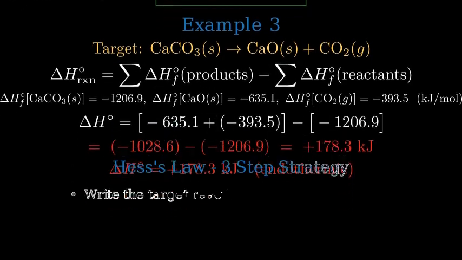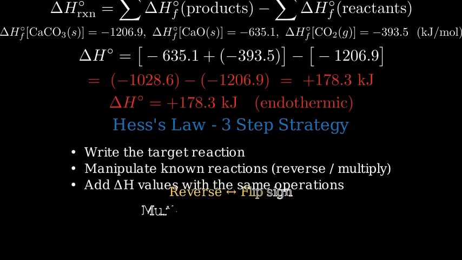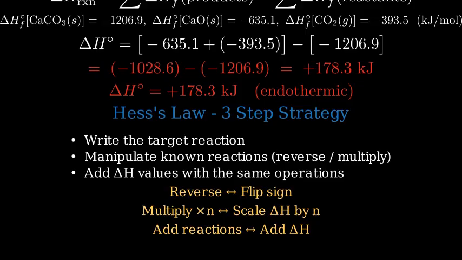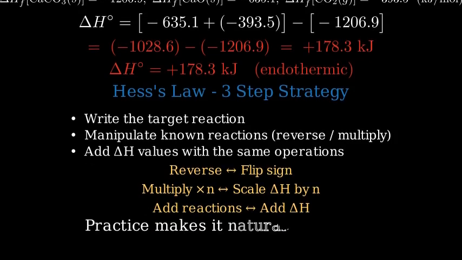Recap. Hess's law problems follow the same pattern. 1. Write the target reaction. 2. Reverse or multiply known reactions to match the target. 3. Add the delta H values with the same operations to get the final delta H. If you reverse, flip the sign. If you multiply a reaction, multiply its delta H. With practice, the algebra of reactions becomes intuitive.